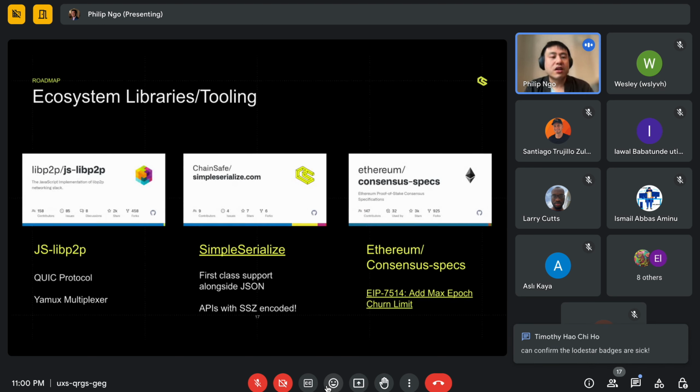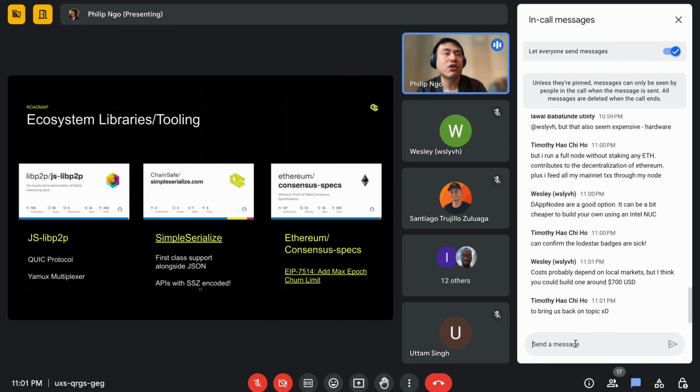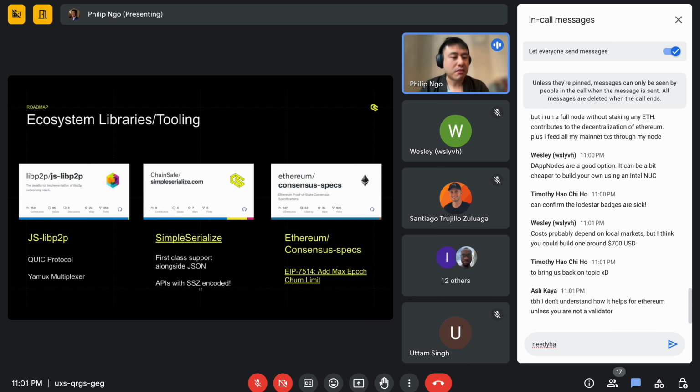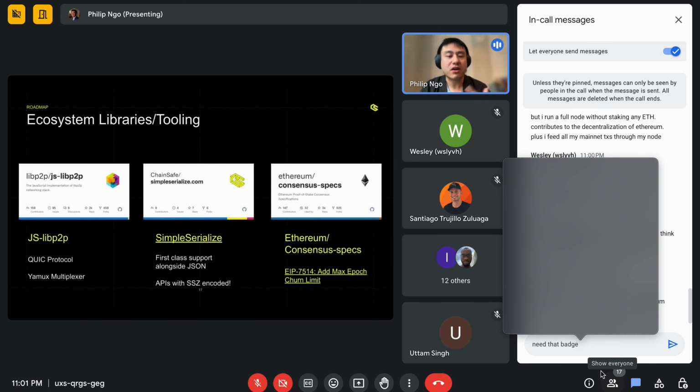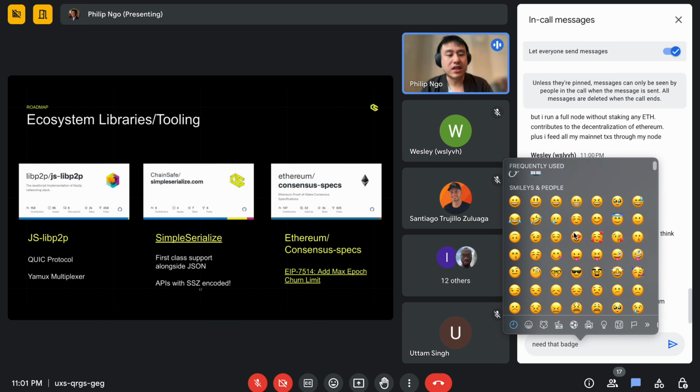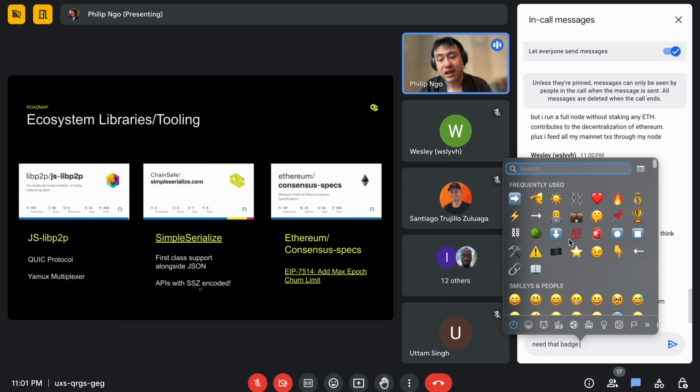More importantly, though, contributing to ecosystem libraries and tooling is really important because that's what allows us to connect to other layers of the stack. Things like Web3.js, if they ever needed any sort of beacon-related data, would plug into our beacon APIs at Lodestar and pull calls from them. We are probably the most used consumer of JS libp2p. If you don't know, libp2p is the networking stack that we use for Ethereum consensus specifically.